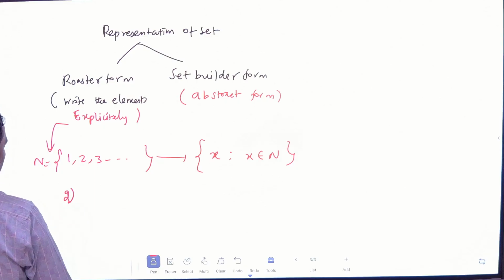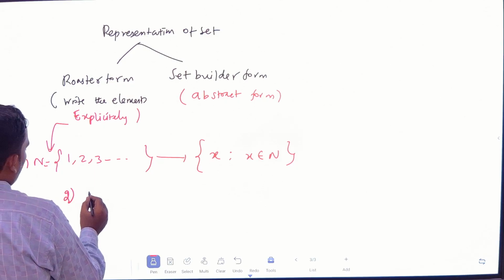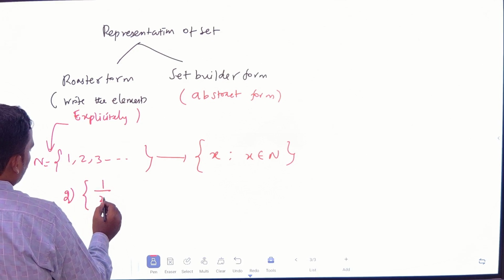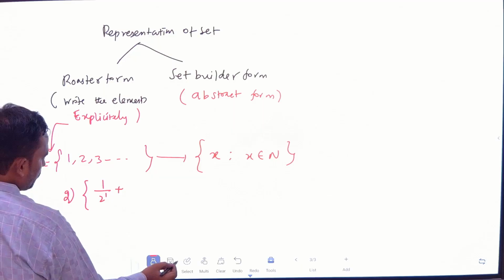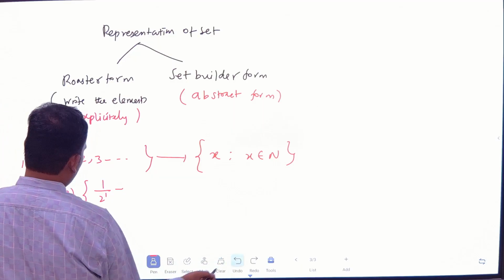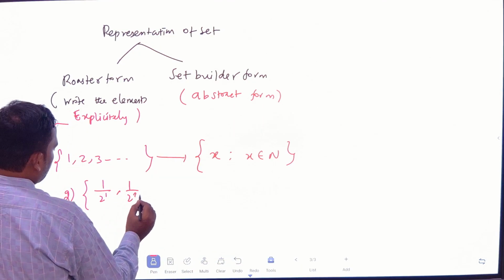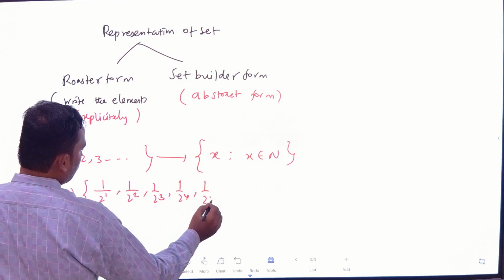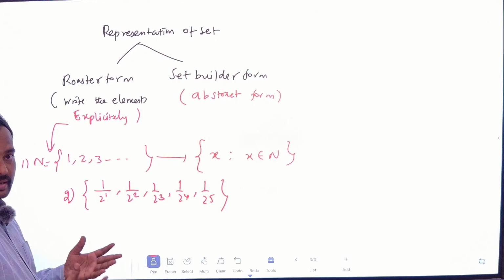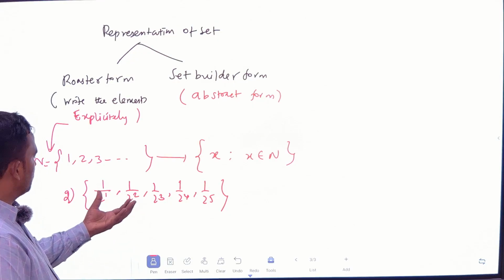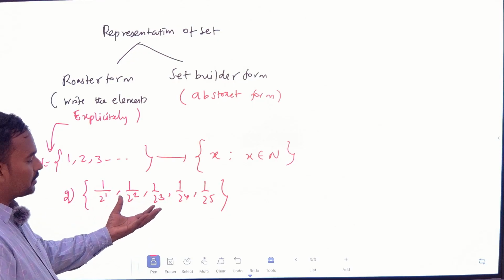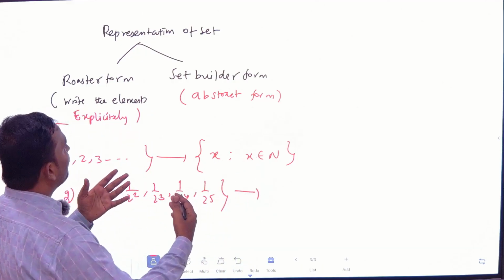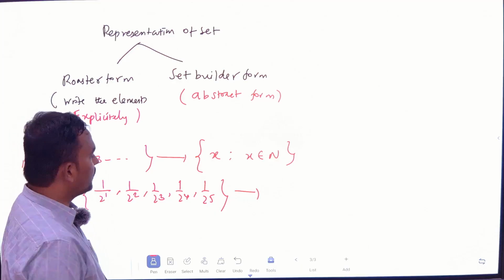So let's take a second example. Suppose I'm writing the elements 1 by 2 power 1, 1 by 2 square, 1 by 2 cube, 1 by 2 power 4, 1 by 2 power 5. This is the exact form, right? Explicitly we can see the elements. Then how to convert this into set builder form?